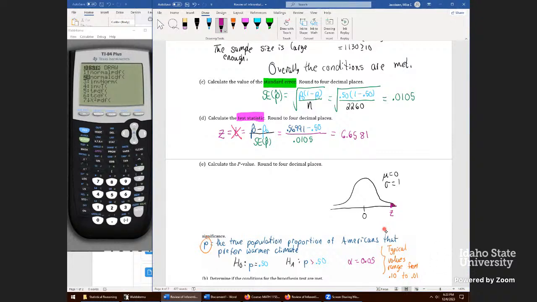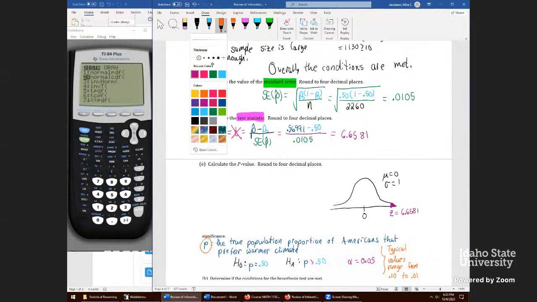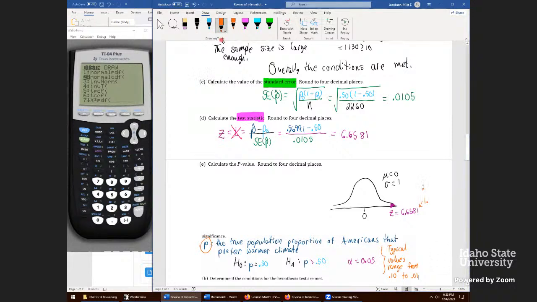We're trying to get all the area to the right, and this value is 6.6581. In our calculators, this is going to be input 1. Input number 2 is 10 to the power 99. And those are the last 2 inputs. So after that, we'll get our p-value. And because this is a right tail test, not double-tailed, we don't have to double the p-value this time. Once we find it, we'll just keep it.